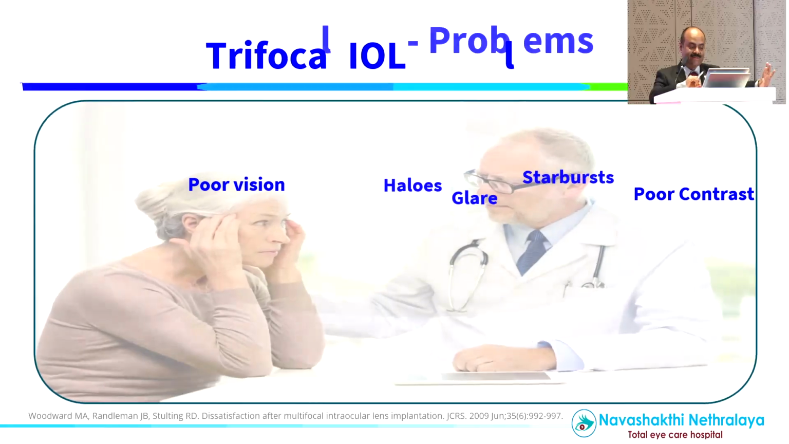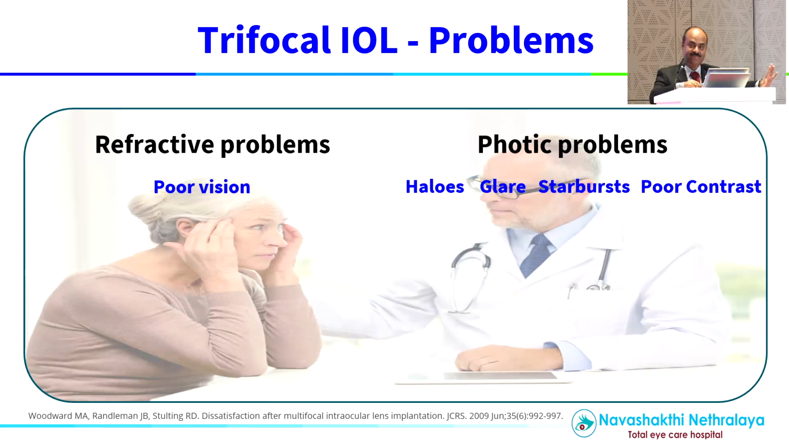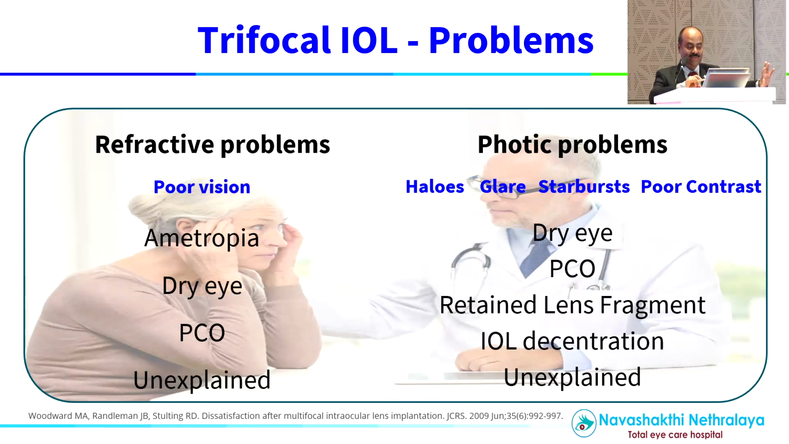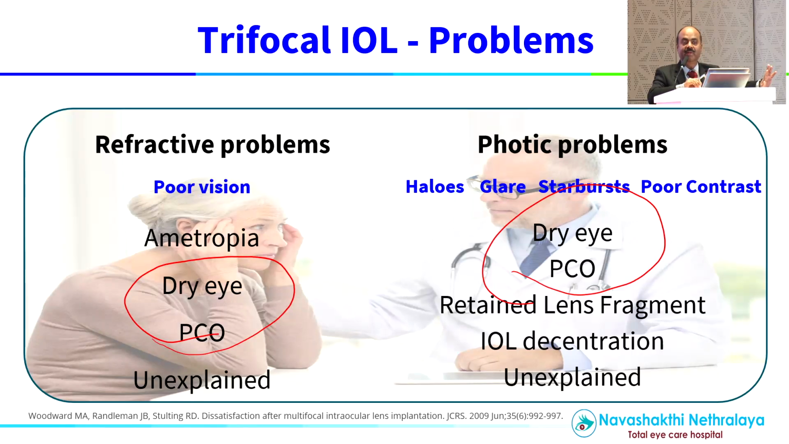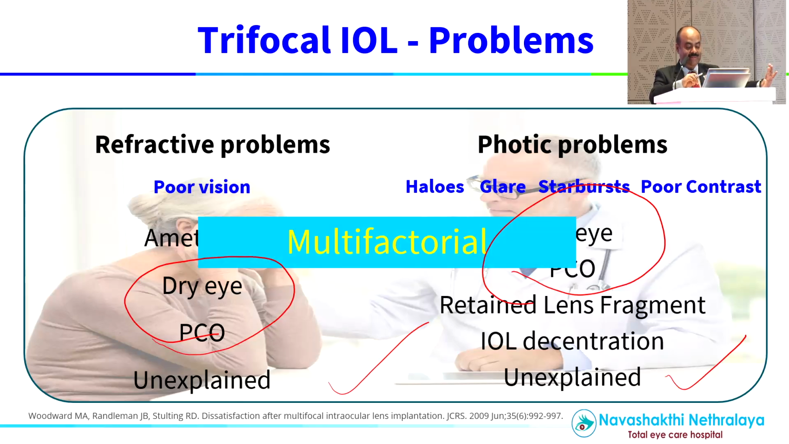Now, if you classify these into poor vision, which is because of refractive problems, and all others because of photic problems, and you look at the causes, most of them are common causes, but these two, dry eye and PCO, remain common in both segments, while calculation of IOL power predominantly causes refractive problems. And look at that last one, unexplained. That's what science is. We are not able to explain everything.